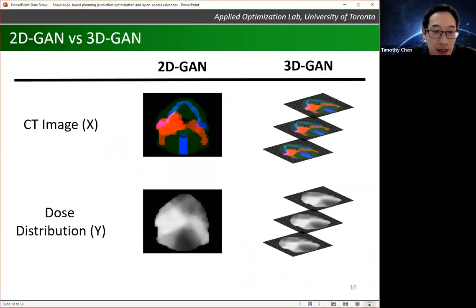Okay. So we started with a 2D GAN approach, where we would look at each slice of the image independently, and use the CT image to try to predict a dose distribution. And then we eventually developed a 3D model where we took the full 3D image, so basically a collection of slices, knowing that the first slice is on top of the second slice and so on, and tried to predict the full 3D dose distribution all at once.